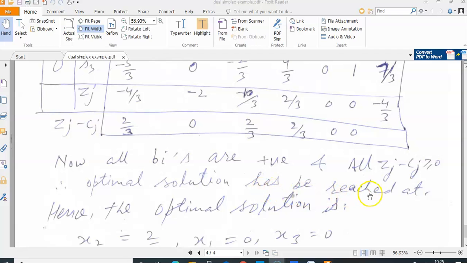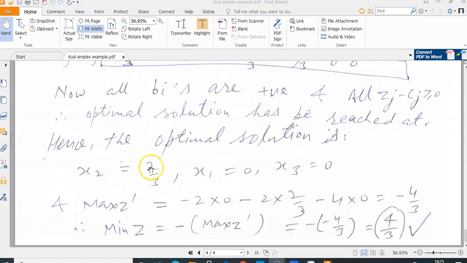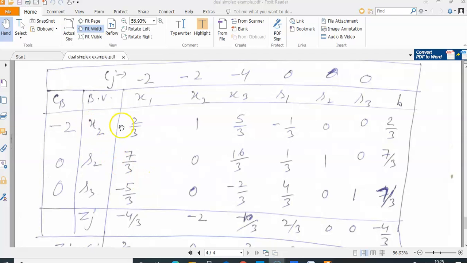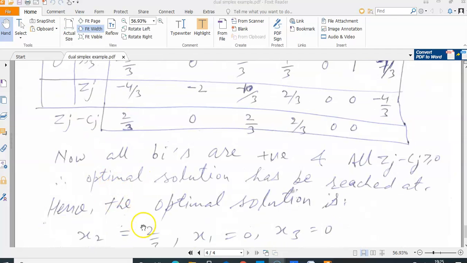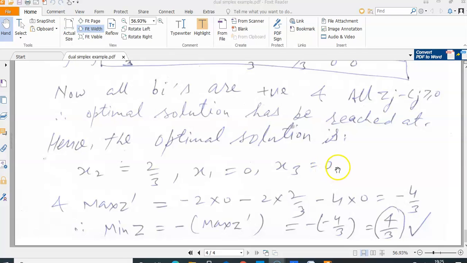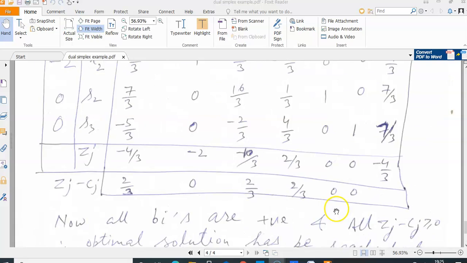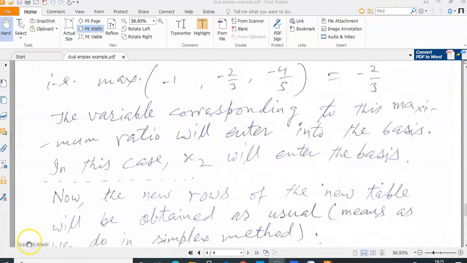Therefore the optimal solution has been reached. Hence the optimal solution is x2 is equal to 2 by 3, as we can see here, and the other values are 0, so x1 is equal to 0, x3 is equal to 0. Maximize z dash is equal to minus 4 by 3, but the original problem is of minimization type. Minimize z is equal to minus of maximize z dash, that is minus of minus 4 by 3, which is 4 by 3. So this is my answer. So this is how we find the solution by the dual simplex method.